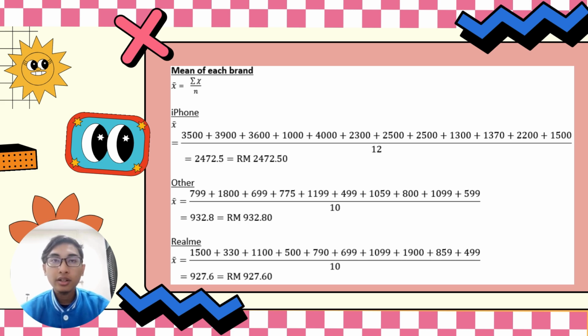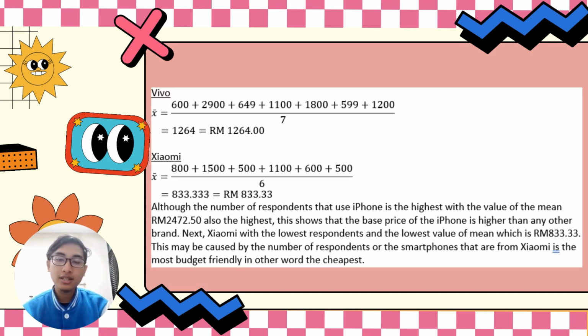For others, we got 932 ringgit and 80 cents. And for Realme, we got 927 ringgit and 60 cents. For our next brand, Vivo, we got the mean 1,264 ringgit. And lastly, Xiaomi, with 833 ringgit and 33 cents.